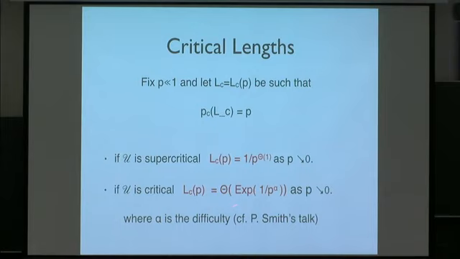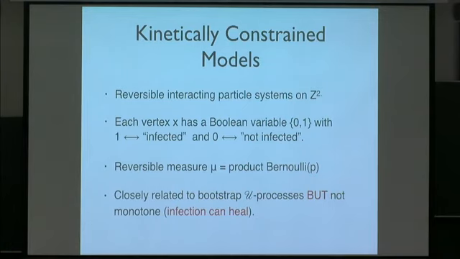I didn't mention the extra result that they proved, namely that they introduced, and Paul explained in his talk the other day, this notion of difficulty alpha for a system, and then they identified exactly the correct power in this log here, which translates for the length scale into an exponential divergence of the critical length with the inverse of p to a specific power. Okay, so this is what we explained about the bootstrap model.